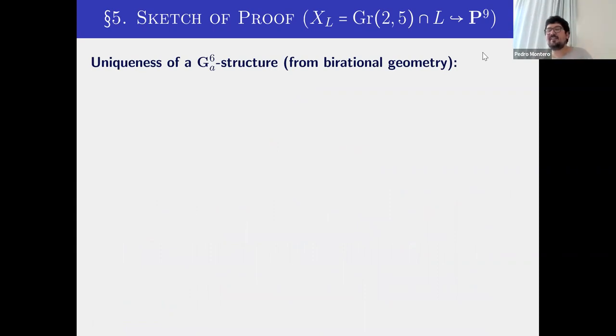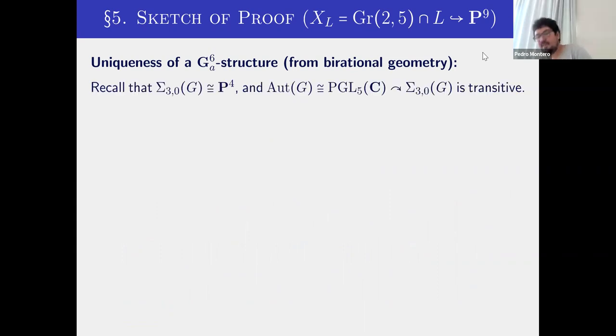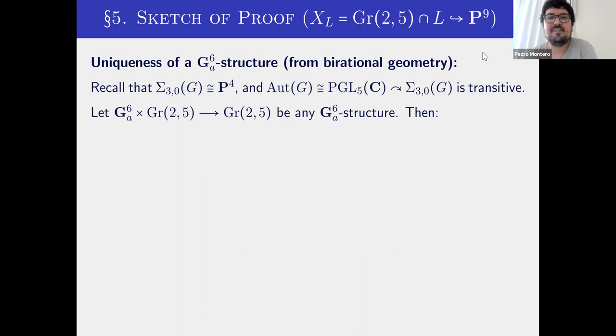For the uniqueness, once again, there is another nice Lie theoretic proof. I will mention it at the very end. But from the variational point of view, we do the following trick. You take all these volumes. Let me just remind you, from the previous step, we projected from a volume. So all these volumes are parametrized by P4, right? By this Hilbert scheme. The thing is that the automorphism group of the Grassmannian is PGL5, right? And the action on this P4 is the naive one, which is transitive. So you have a transitive action of the automorphism group.